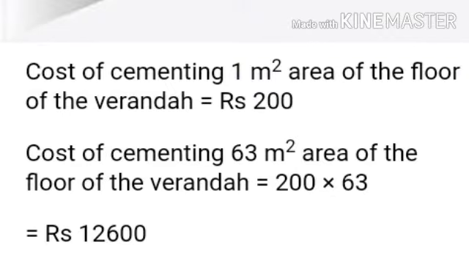Cost of cementing 1 meter square area of the floor of the veranda is equal to rupees 200. So cost of cementing 63 meter square area of the floor of the veranda is equal to 200 into 63 is equal to rupees 12,600. So cost of cementing 63 meter square area of the floor of the veranda is rupees 12,600.